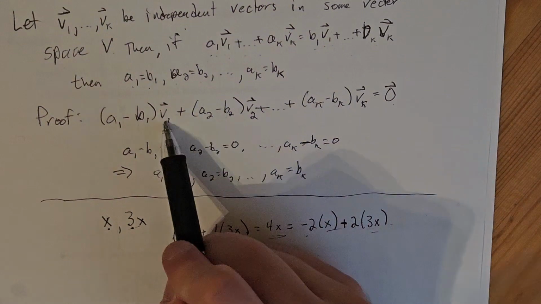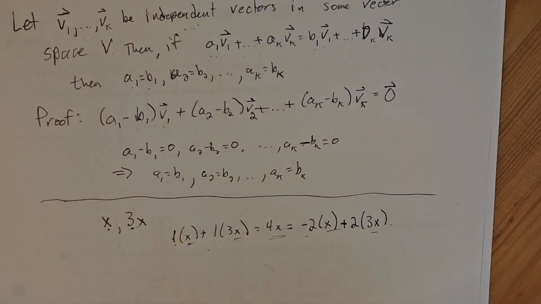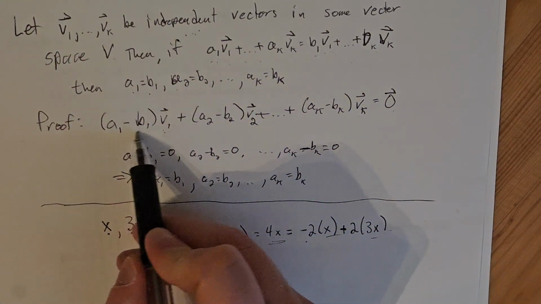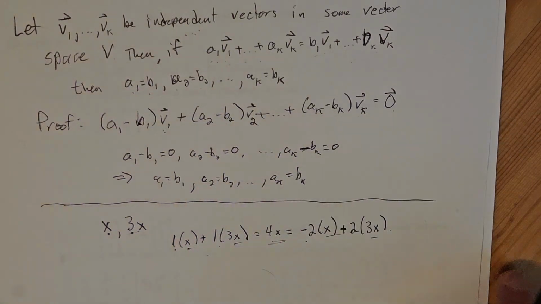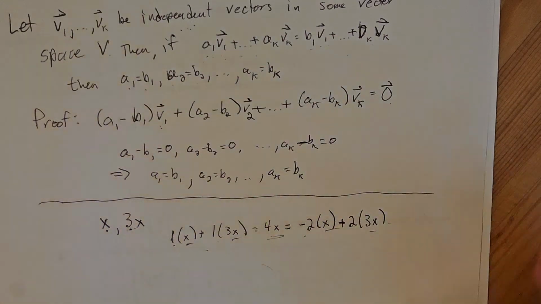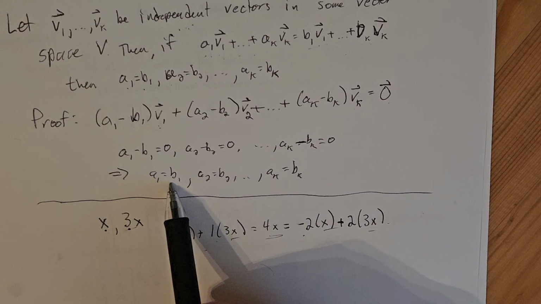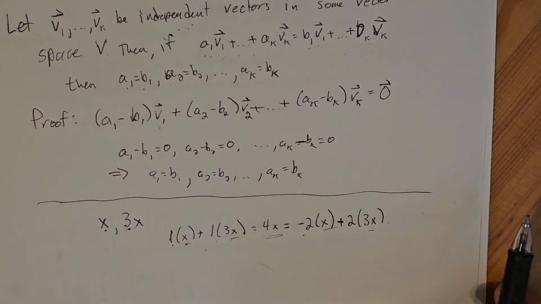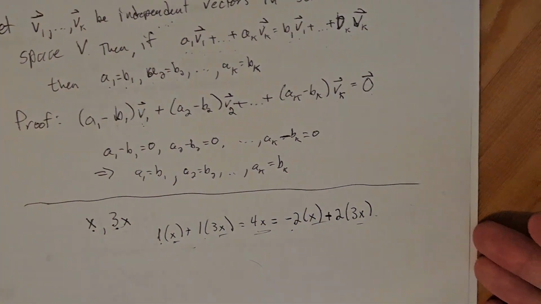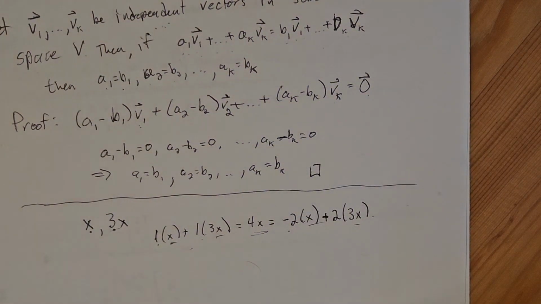Now, because v1 through v sub k are linearly independent, that means there's only one solution to this, and that is the trivial solution, that each of these coefficients is 0. So that's exactly what I've written here. a1 minus b1 is 0, a2 minus b2 is 0, and so on, which implies that a1 is exactly equal to b1, and a2 is exactly equal to b2, and all the way up through a sub k is equal to b sub k. So that actually finishes out our proof.